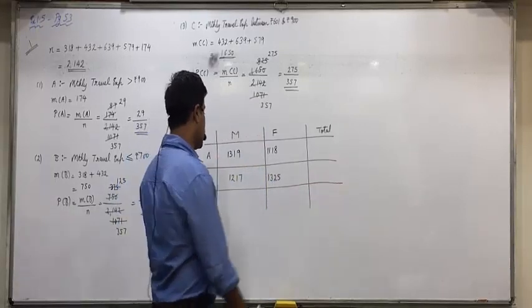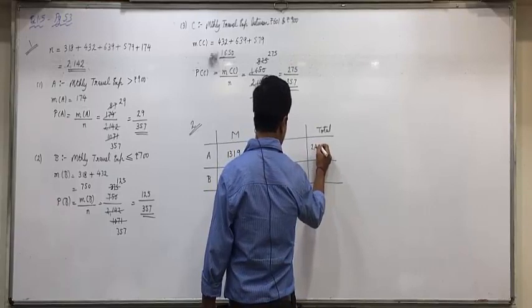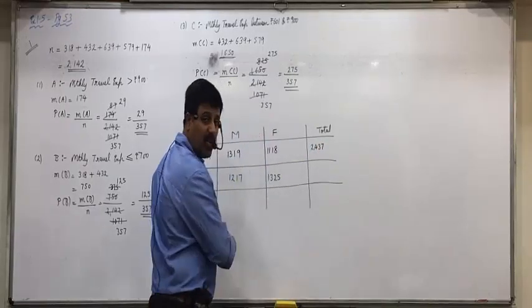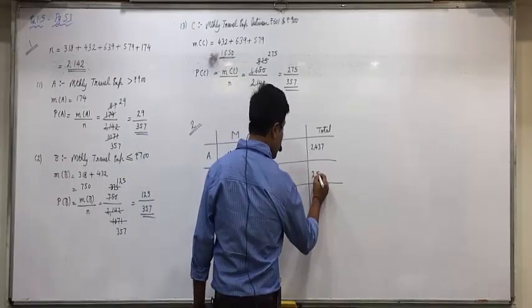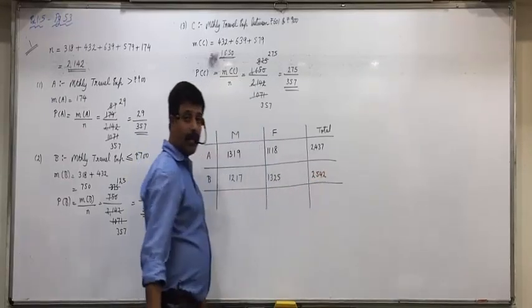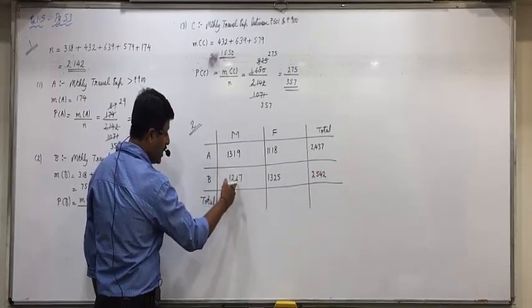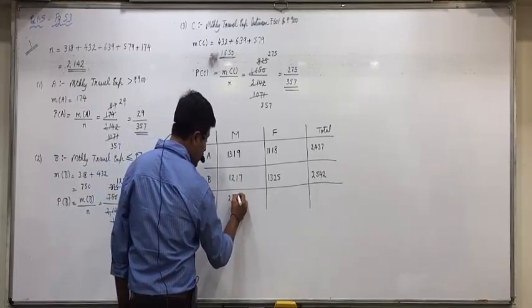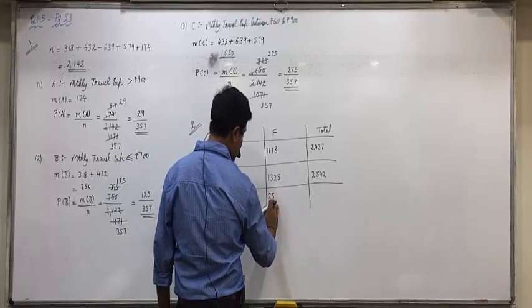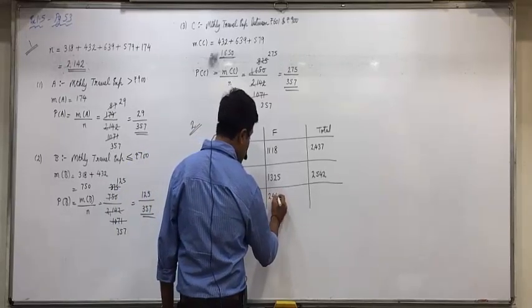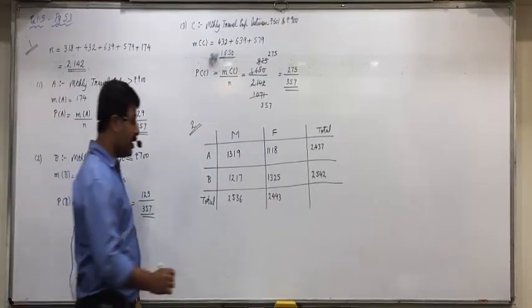1319 plus 1118, 2437. 1217 plus 1325, 2542. Then same way, 1319 plus 1217, 2536 and 1118 plus 1325, 2443. And the final total comes to 4979.